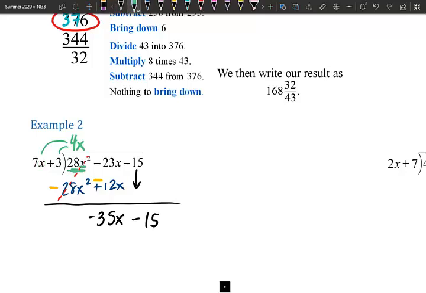We're going to do it again. Literally repeat our steps. So we're only going to look at our first terms. What can I multiply 7 by to make it negative 35? I have to multiply by negative 5. X and x already match, so we're good there. So we're going to multiply it back out. We have negative 5 times 7x is negative 35x. Negative 5 times positive 3 is negative 15.